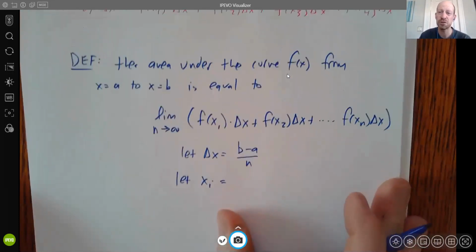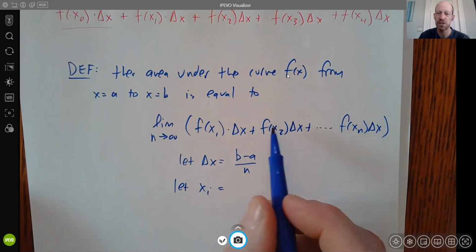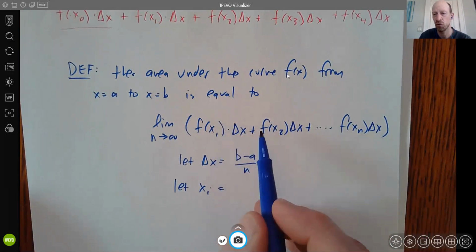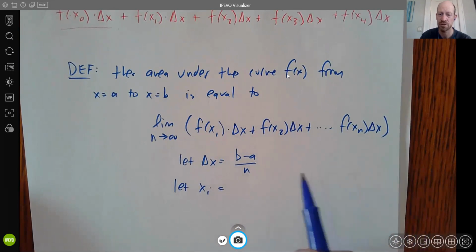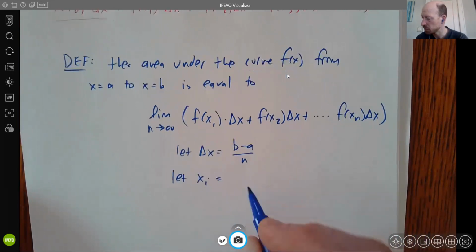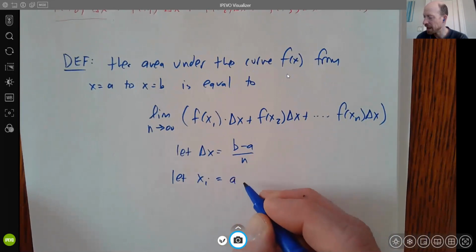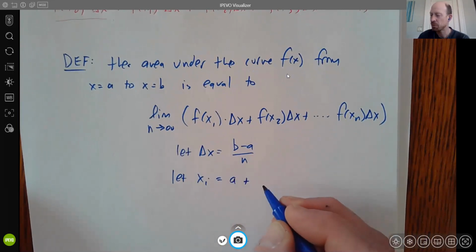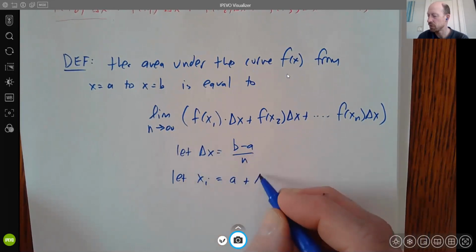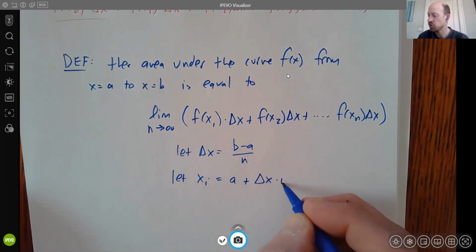Okay, and then we need to come up with some kind of an expression for x sub i. And x sub i could be x sub 1 or 2 or 3 or 100 or 1,000, right? And so the formula here for x sub i is we're going to start at a, and then we're going to add one of these widths each time.